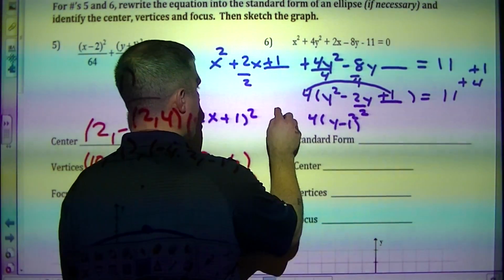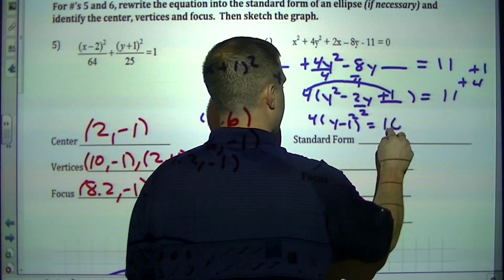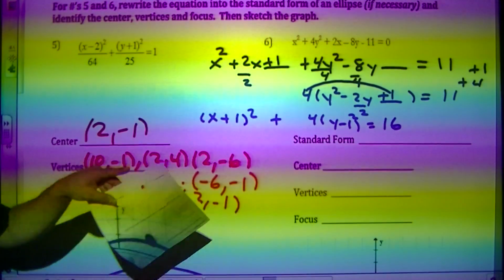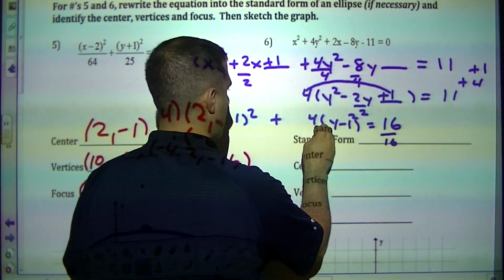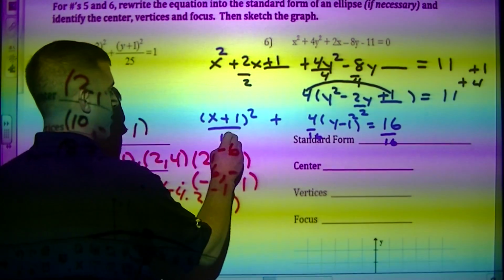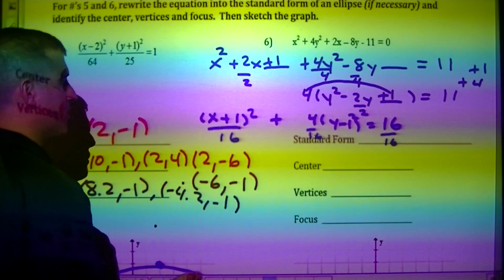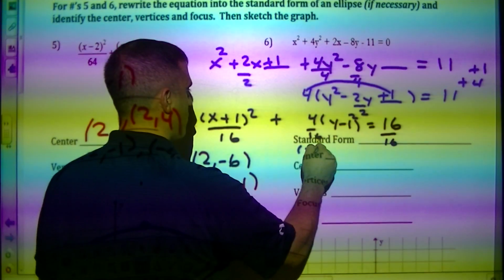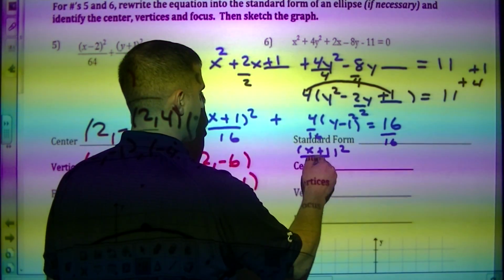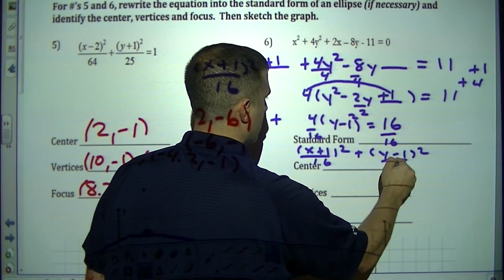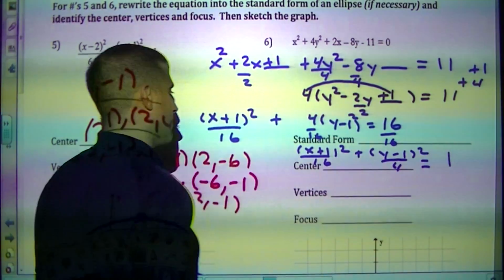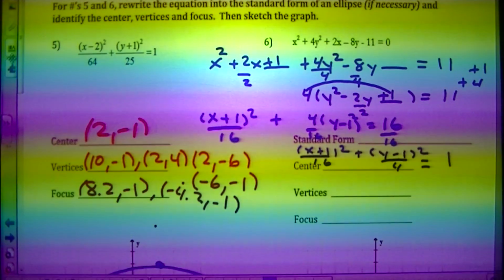So what I got here is this equals 16. Now, what I have to do is divide by 16, each part. So what my equation is going to be is x plus 1 squared over 16 plus y minus 1 squared over 4 equals 1. Sorry for running into the center there.